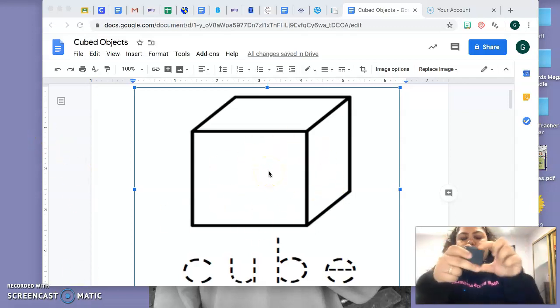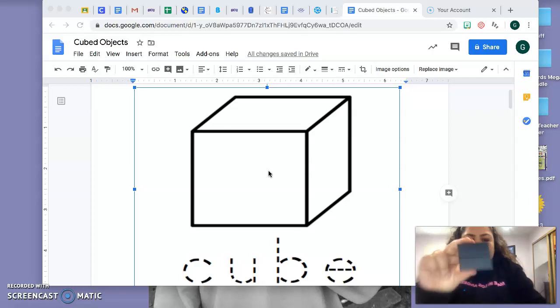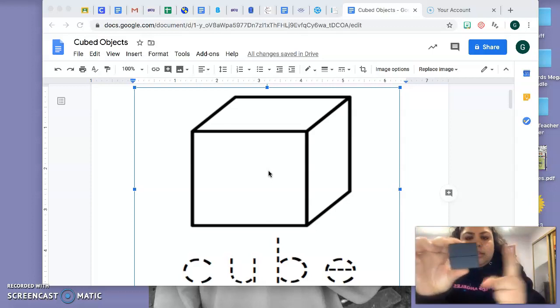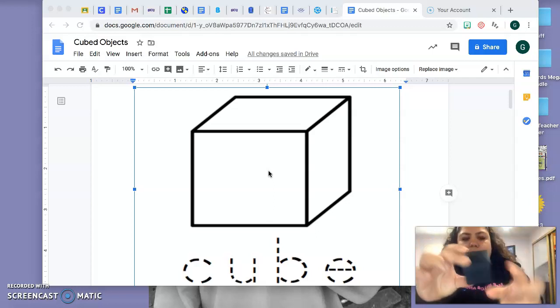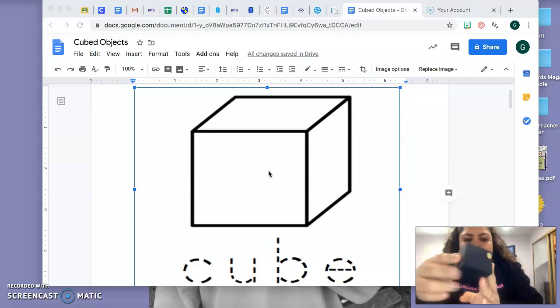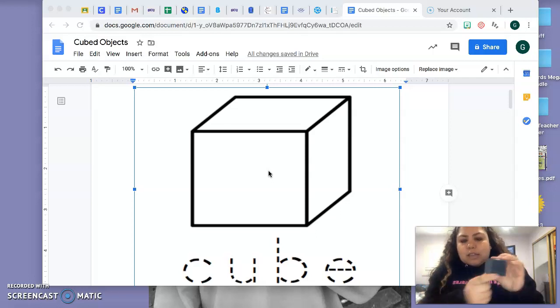If you look down at the screen at me, I'll help you remember what a cube looks like. It has the shape of a square on each side. So it has 1, 2, 3, 4, 5, 6 sides that are all squares. Okay, and this is a 3D shape. I can hold it in my hand. It's not flat. It's really thick, right? So this is a cube.